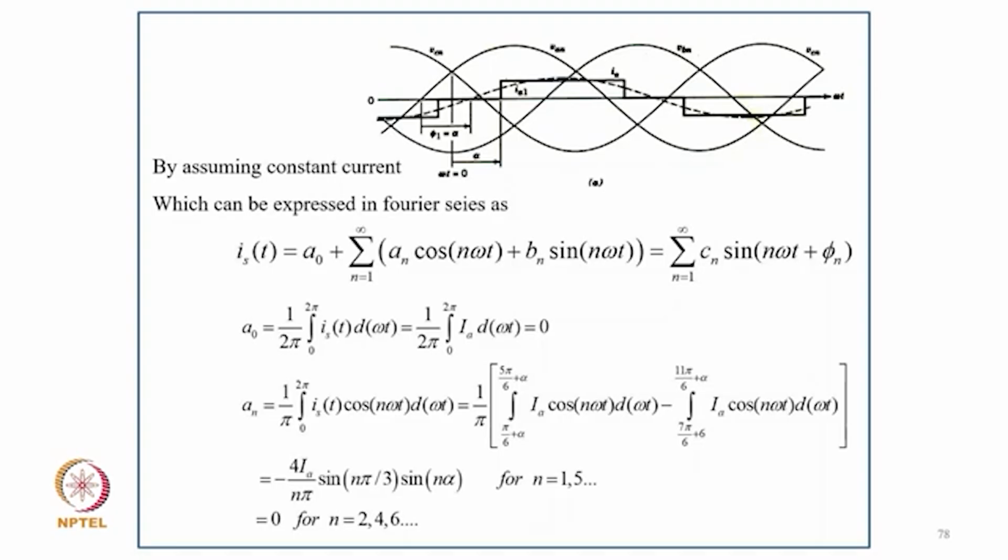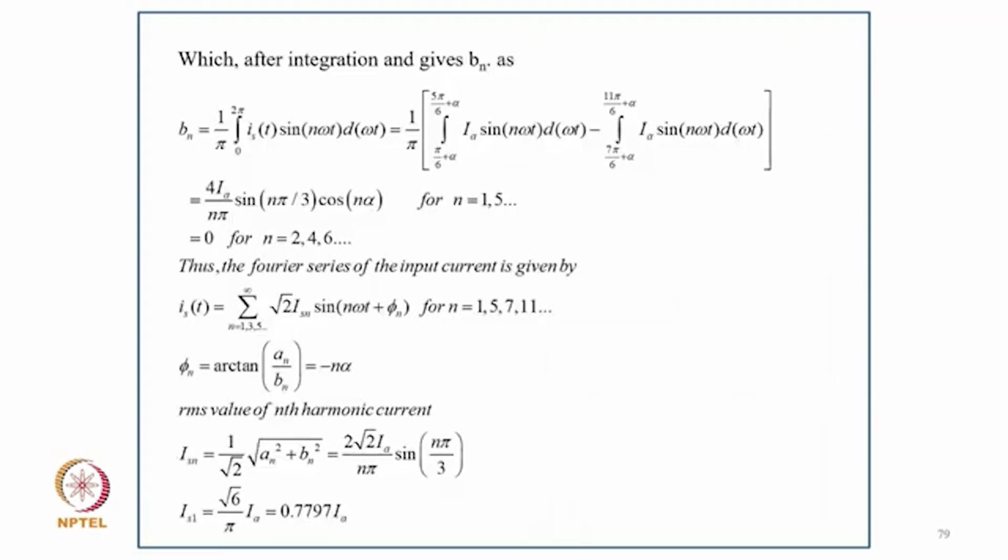So Is as a function of t equals a0 plus the sum from n=1 to infinity of an cos nωt plus bn sin nωt, which equals the sum from n=1 to infinity of Cn sin(nωt plus φn), where a0 equals 1/2π ∫ from 0 to π of I dωt, and that becomes 0, and an equals 1/π ∫ from 0 to 2π of is cos nωt dωt, and putting in the value it becomes minus 4I/(nπ) sin(nπ/3) sin nα for n equal to 1, 5, 7, and for even harmonics it is 0 for n = 2, 4, 6, which after integration become Bn.